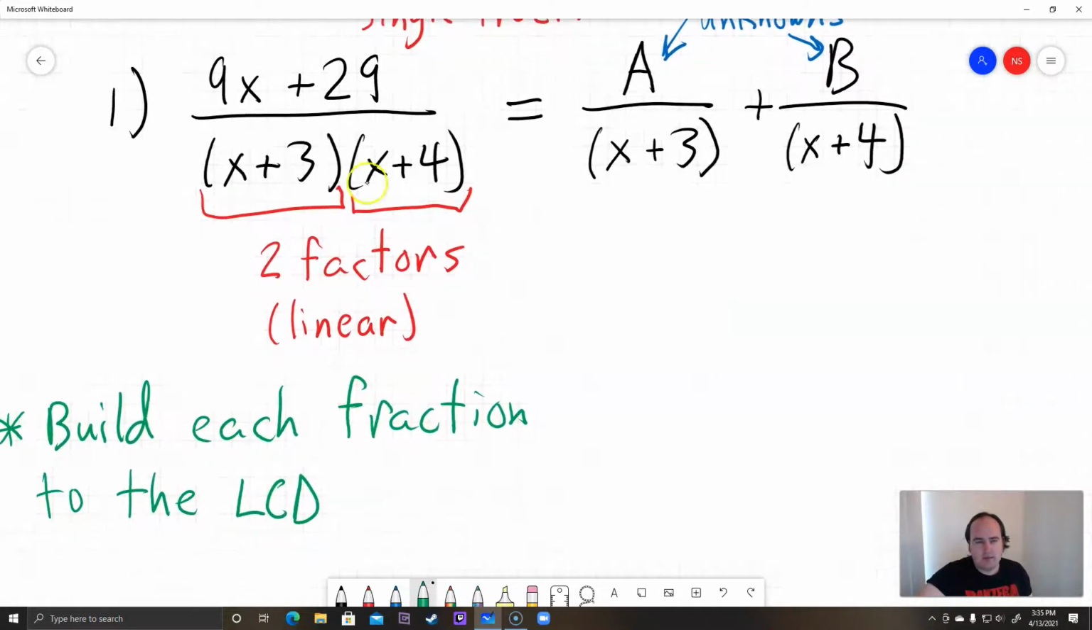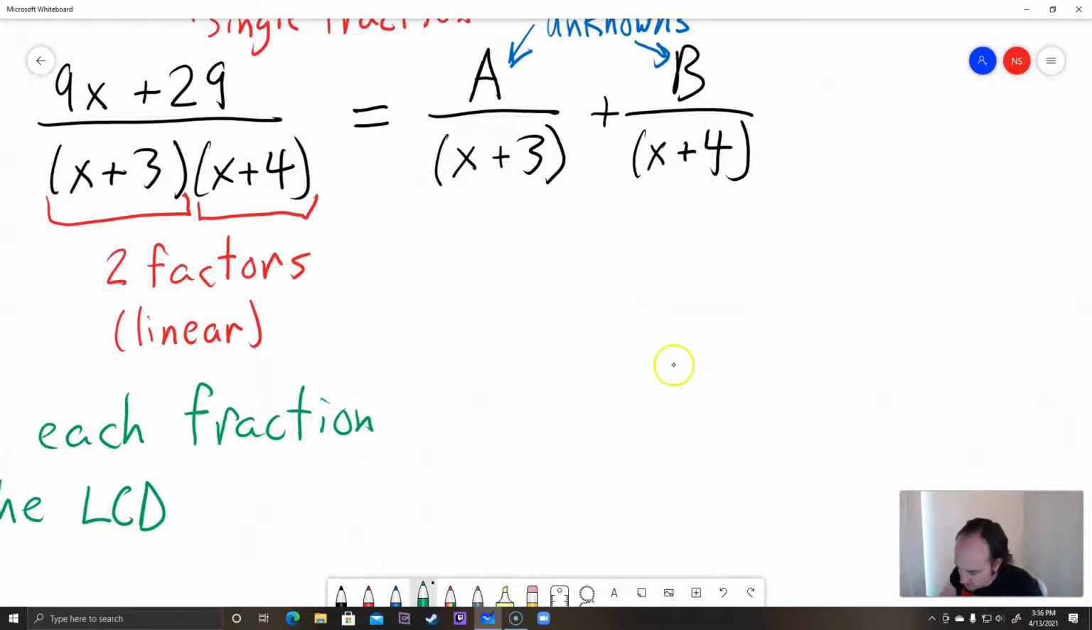Okay, so here on the left side we have an x plus 3 and an x plus 4. On the right side we're going to need to multiply each of these fractions on the top and the bottom by whatever we're missing. So what are we missing? Well, in this first fraction we do have an x plus 3, but we're missing an x plus 4. So we're going to need to multiply this one by x plus 4 on the top and the bottom.